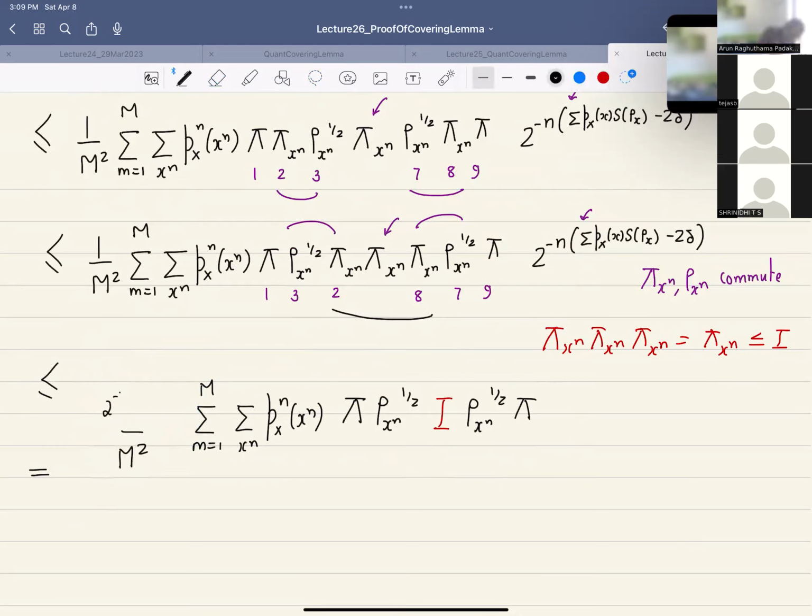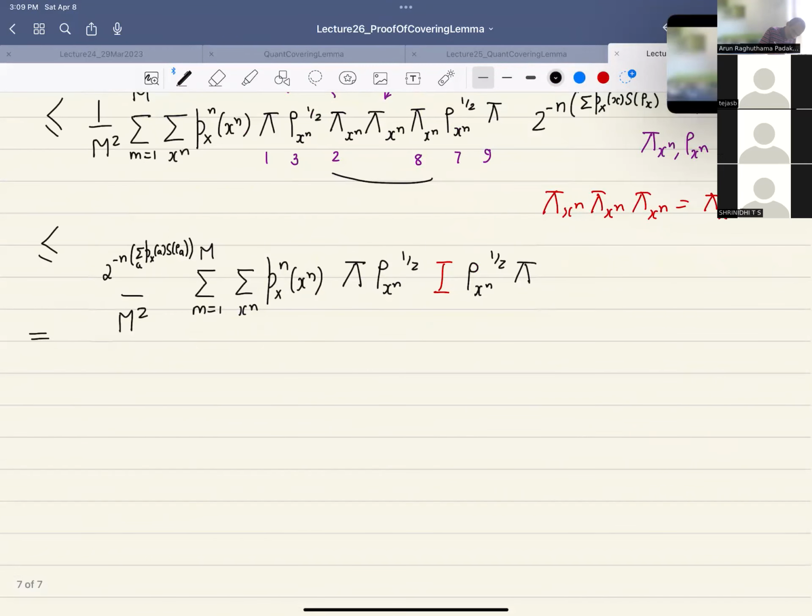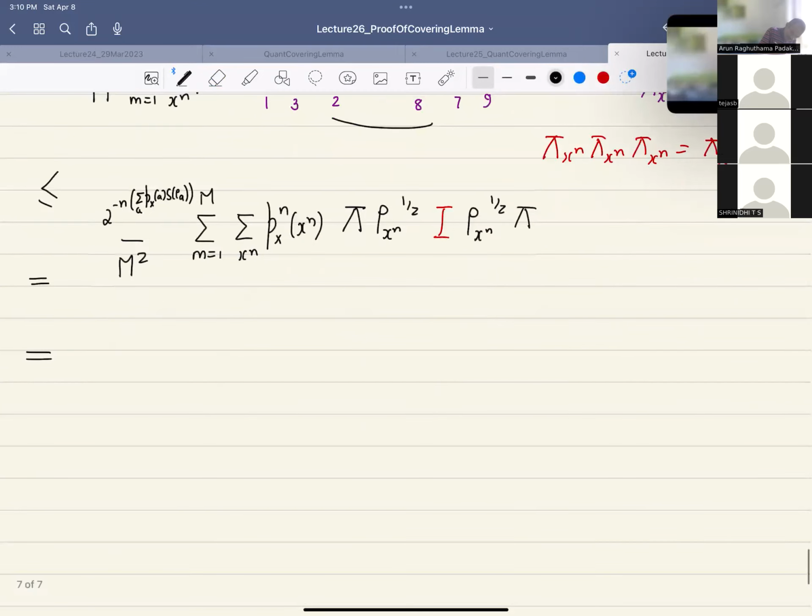So 2 power minus n, a, px of a, s of rho a, with an eta. Okay, I'm not writing the eta. That's sitting on the numerator. So I'm going to write this a little bit neatly now because we are getting close. So 2 power minus n times px of a, s of rho a. I'm just using a dummy variable a, minus some 2 delta, whole divided by m squared. I have an m sitting. Hopefully that one m will go.